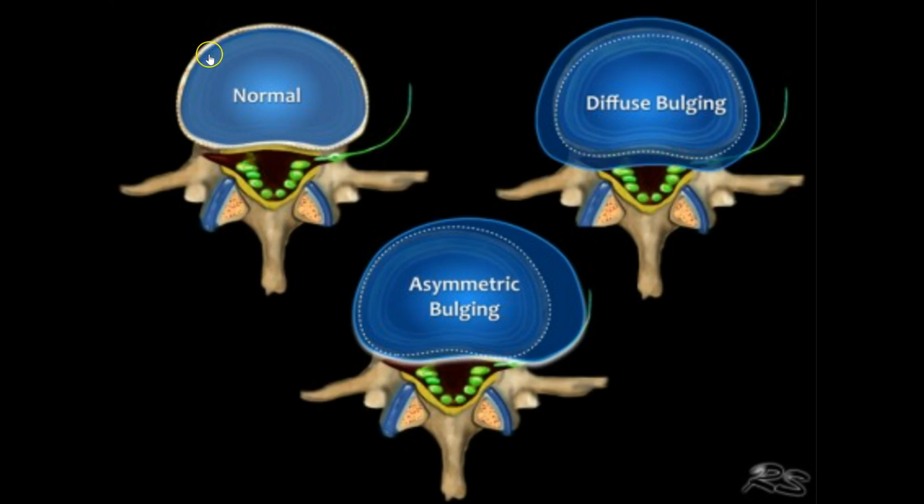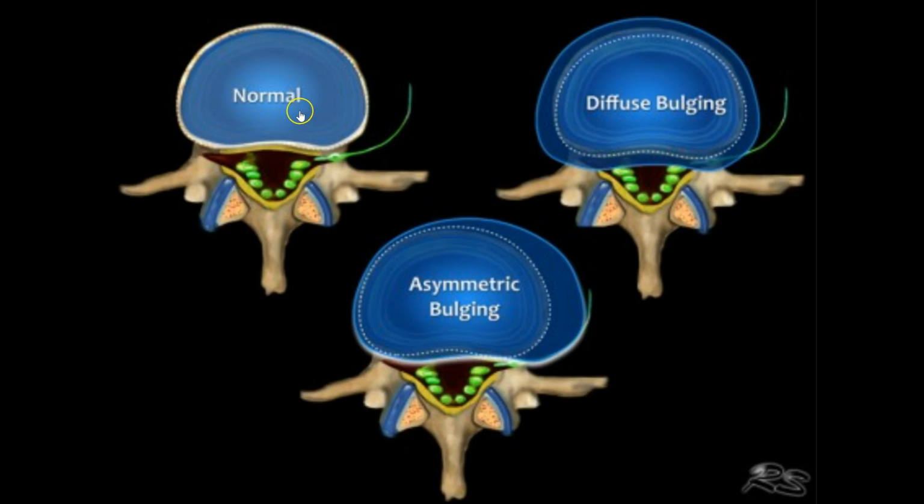Here's a normal disc, and in a normal setting, the outer margin of the disc, by definition, to be normal, should be within the bony confines. So in other words, there should be no disc material extending beyond the bony margins of the vertebral body. That's a technical normal feature if we're trying to operationally define what is a normal disc.